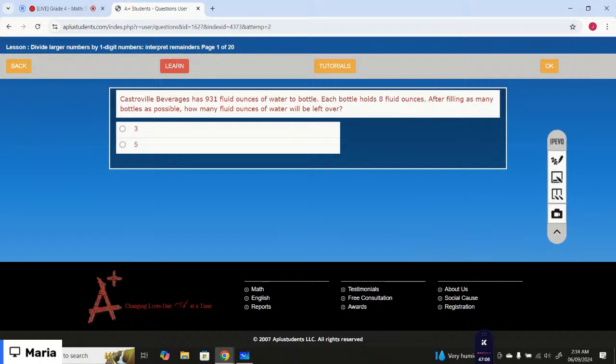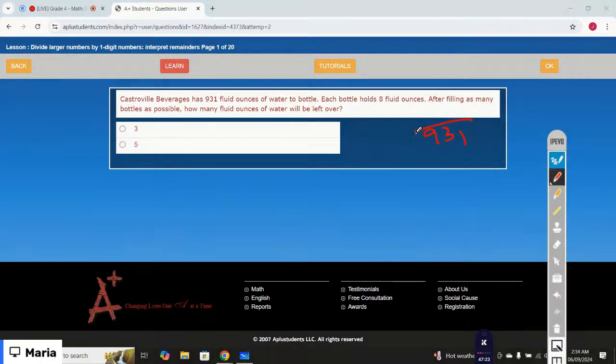Castroville Beverages has 931 fluid ounces of water to bottle. Each bottle holds 8 fluid ounces. After filling as many bottles as possible, how many fluid ounces of water will be left over? Right? So you have to divide 931 by 8. So let's just divide, right?